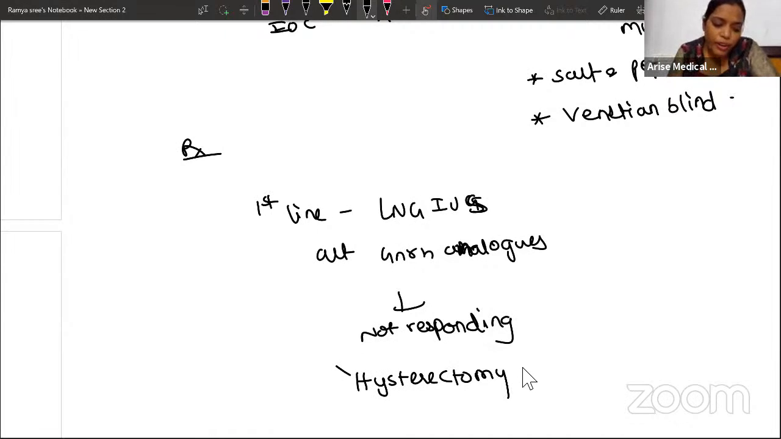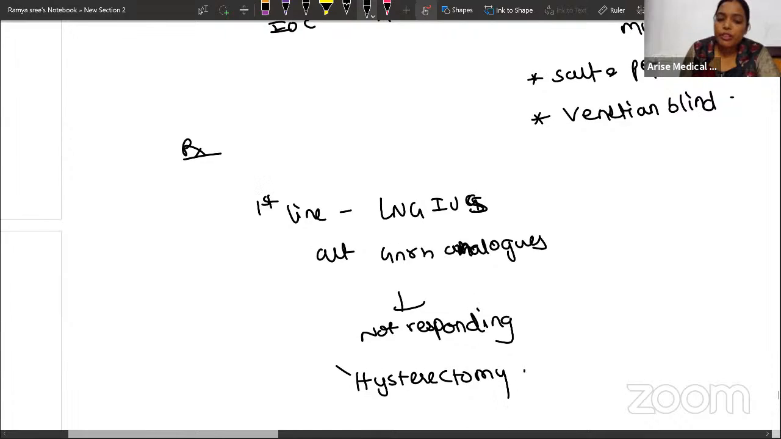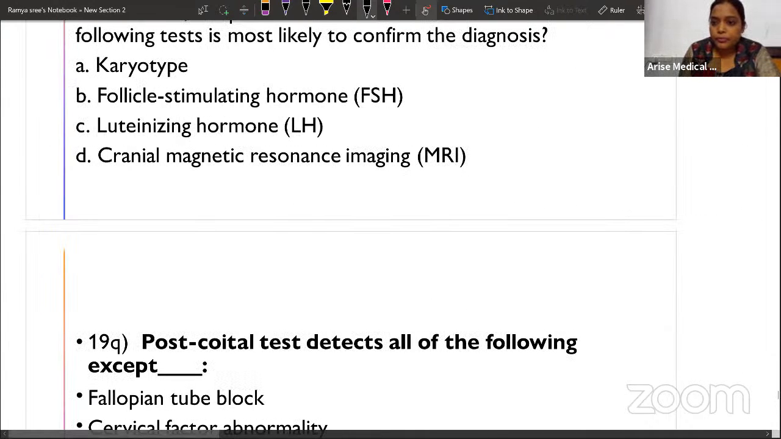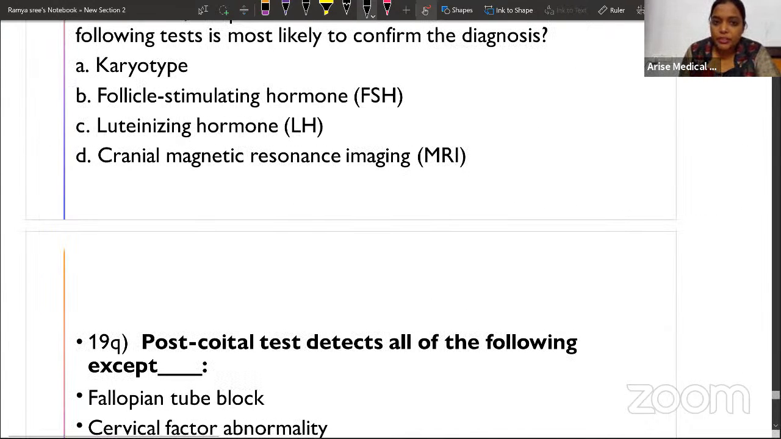So those are the important points pertaining to adenomyosis. Adenomyosis is very frequently confused with fibroid. Next question.